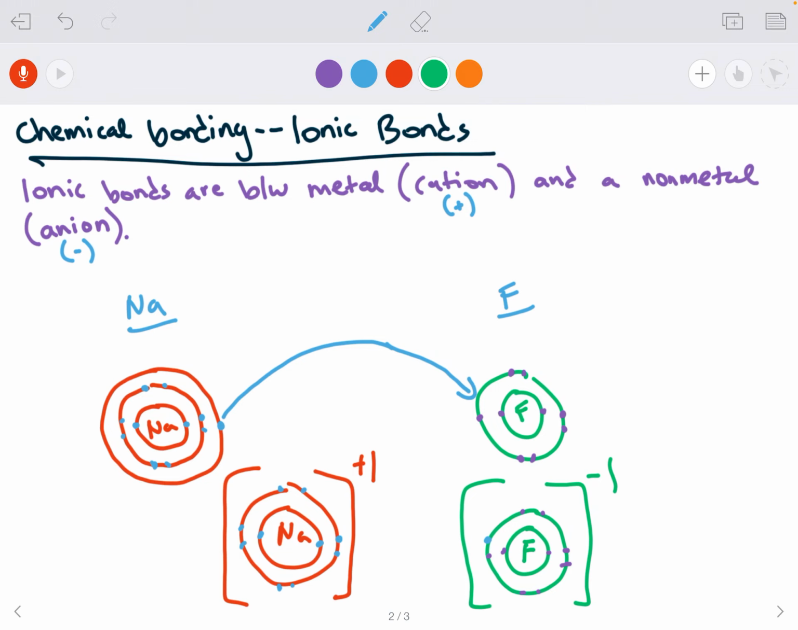And if you remember, positive charges and negative charges attract each other. And that's now what forms our ionic bond, the attraction between the positive cation and the negative anion.